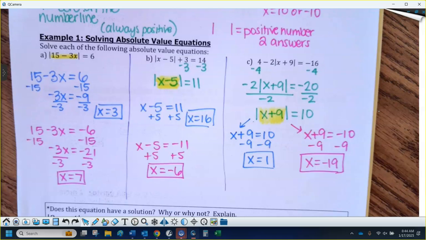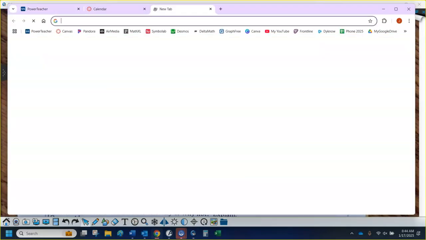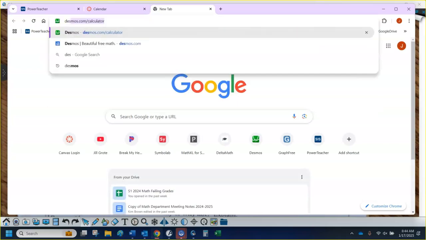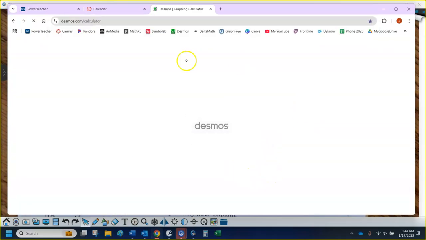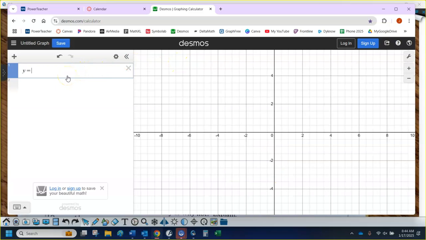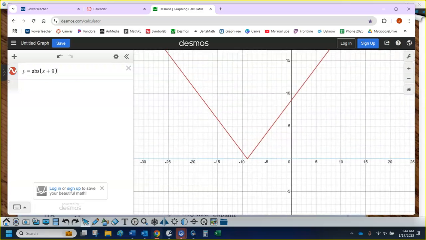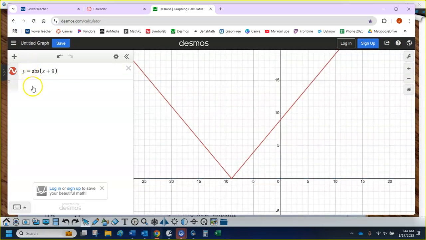Here, I'll tell you what. Let me pull up my Desmos really quick. I'm just going to show this to you guys on a graph, because you guys know what the absolute value graph looks like. Let's say I had y equals absolute value x plus 9, right? That was our question. I'm going to scooch my graph, but I'm going to show this to you. And that was equal to 10.